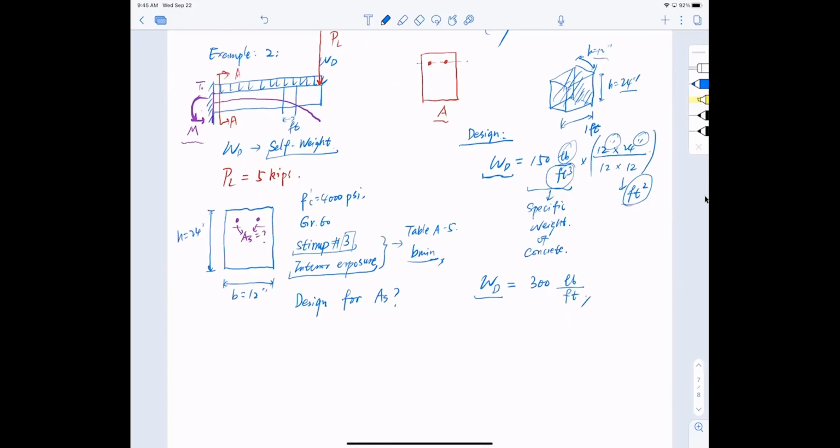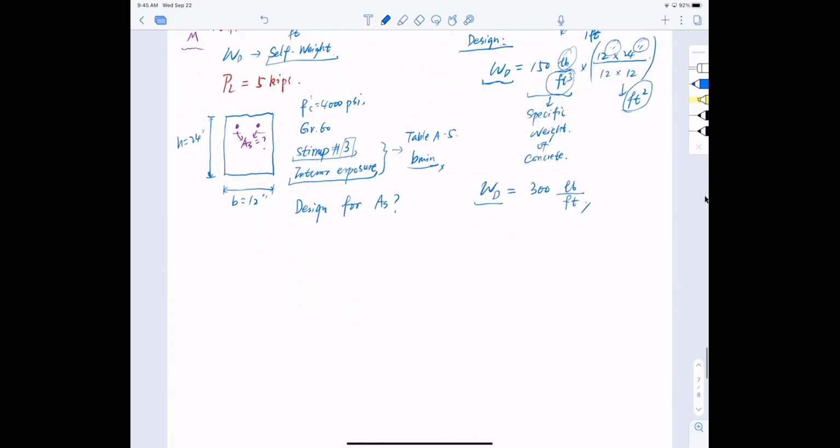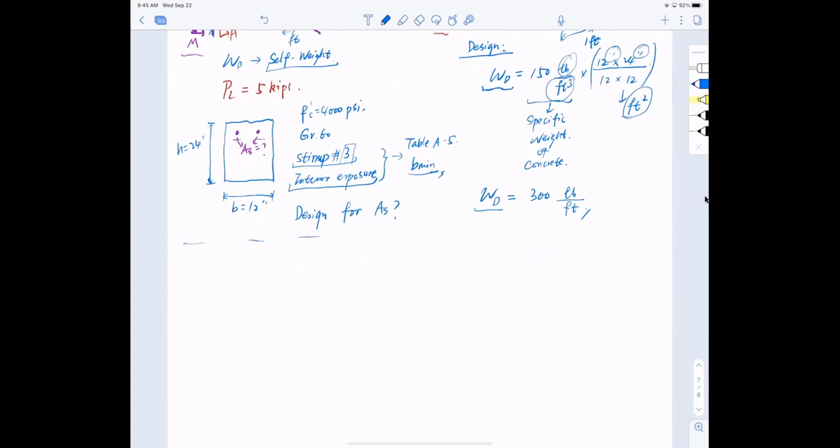Okay, so now I look at my beam. The beam has simply been converted into a very straightforward problem. I have a dead load of omega D distributed along the length of the cantilever, and omega D equals 300 pounds per foot. And I also have a concentrated live load, and that is what? 5 kips.